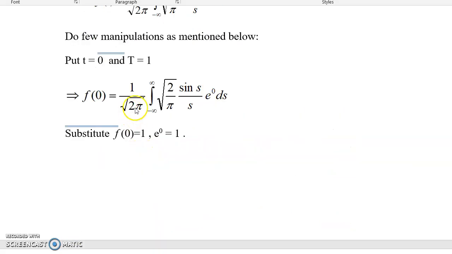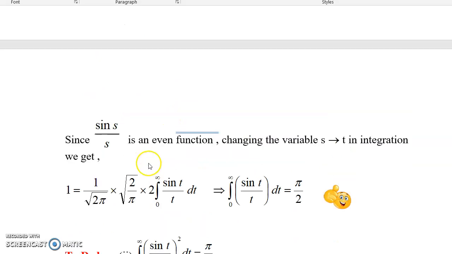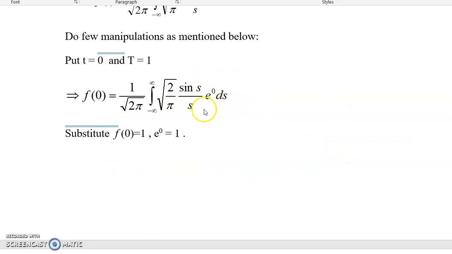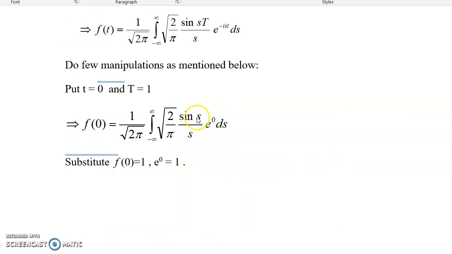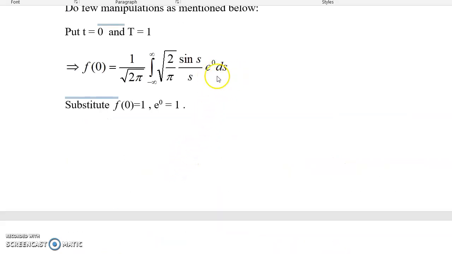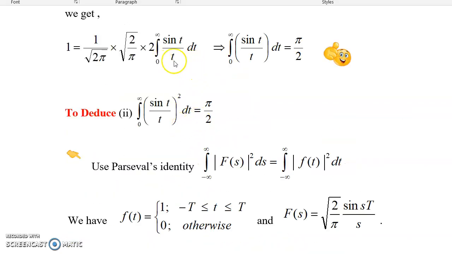So here we have 1 by root 2 pi. This root of 2 by pi has come out. This minus infinity to infinity we have written as 2 times 0 to infinity. And changing the variable of integration from s to t, sin s by s becomes sin t by t, and ds becomes dt. So from here, cancelling out the terms, you will easily get integral 0 to infinity sin t by t dt as pi by 2. So this is how we reached the first deduction.